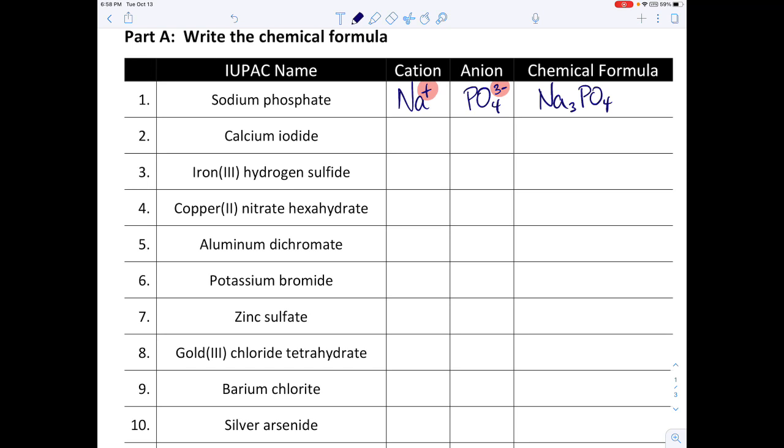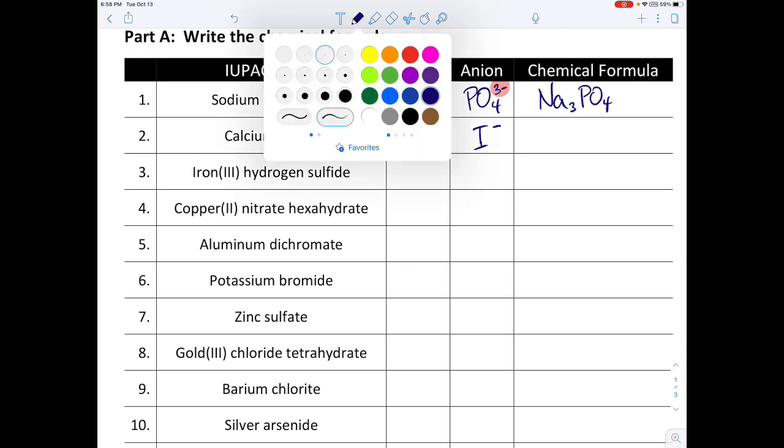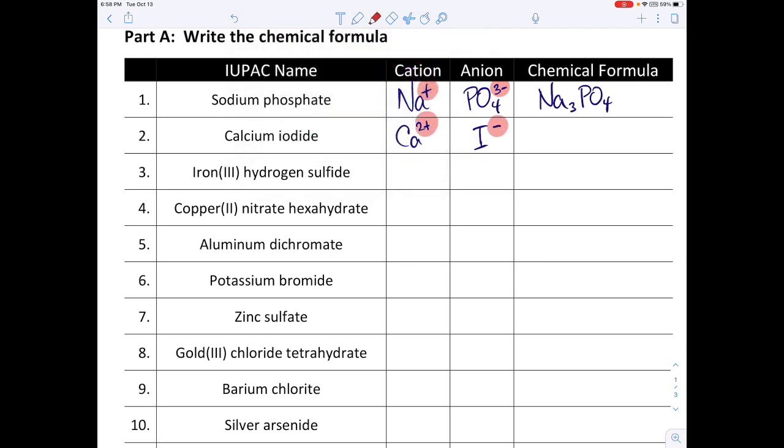Calcium iodide. Calcium is in the second column of the periodic table, so it's an alkaline earth metal. Its charge is 2 positive. Iodide, this time the ending is IDE, and that means almost always just a simple ion. So an ion with just one atom. I look on the periodic table, iodide is a halogen, and like all other halogens, its charge is 1-. Again, the charges here are 2 positive, and now we have a 1 negative. So to make those cancel out, we'll take 1 of the calciums and 2 of the iodides. So the formula would be CaI2.